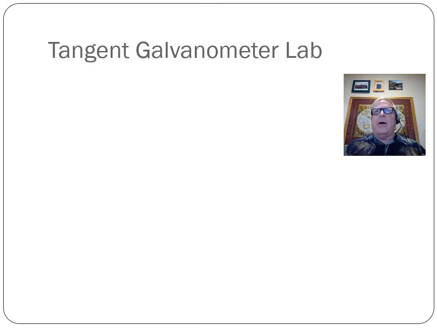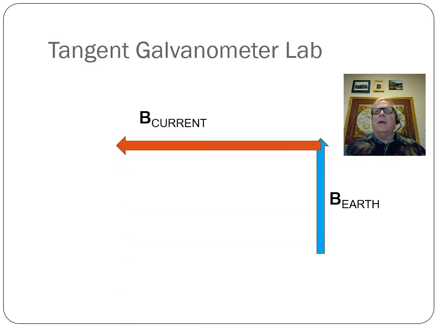So let's talk about how we're going to do the quantitative analysis to find the strength of the magnetic field using the data that we got from this lab. We actually have two magnetic fields present here. We have the magnetic field of the Earth. In my diagram here, I'm going to draw it pointing up. So up would indicate north. Broadly speaking, north is the direction the magnetic field was pointing. And then we have the magnetic field produced by the current in the wires.